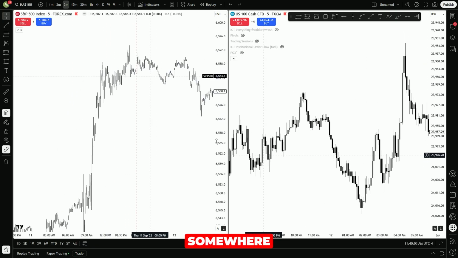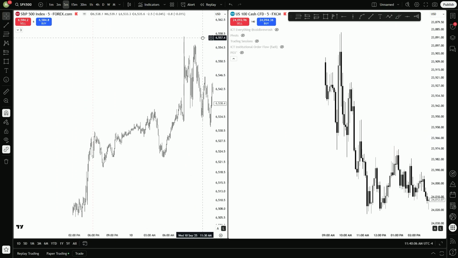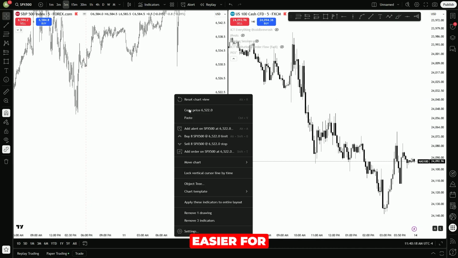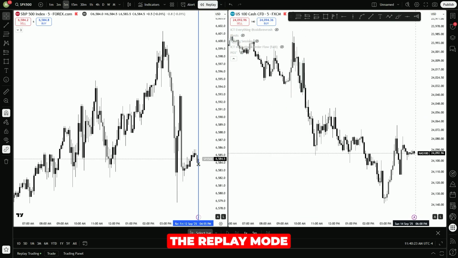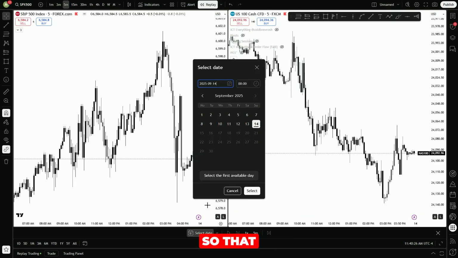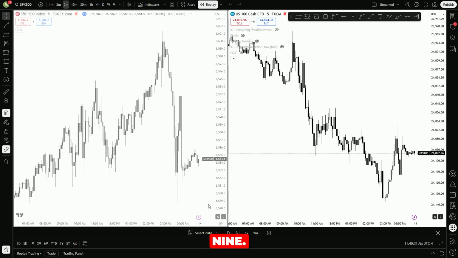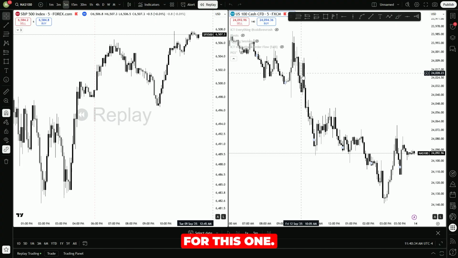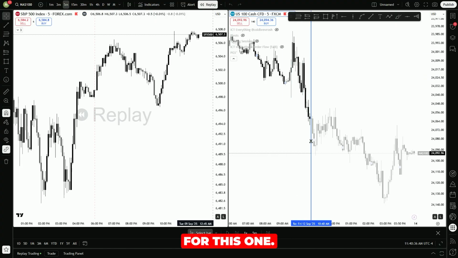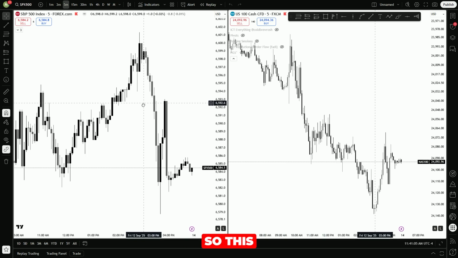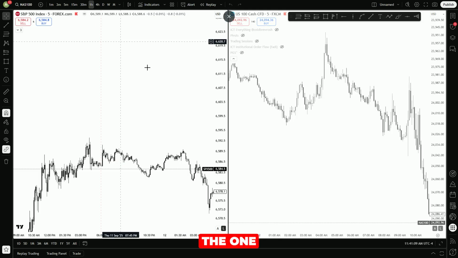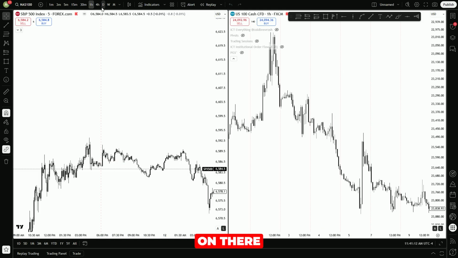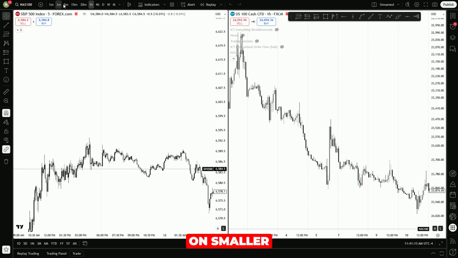Now let's move towards somewhere back over here. I was using the high time frame, so it might be easier for all of us. Now I guess I'm going to use the replay mode. Select day, let's go with like 9. Select 9, and same for this one. Select bar. So this is basically the SMT. And if we go with the 1 hour chart, it might be easy for us to find a lot of SMTs on that, rather than just wasting my time on smaller time frames.